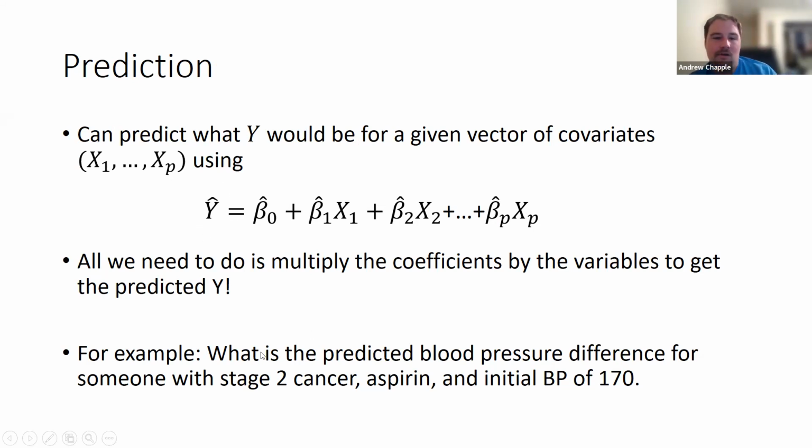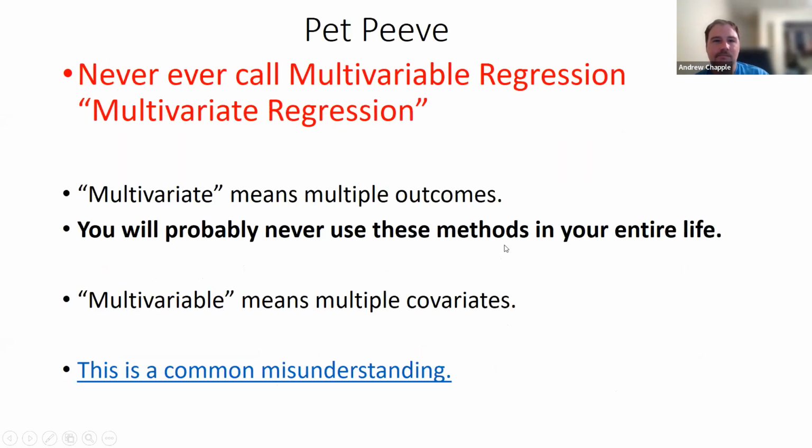So for example, what is the predicted blood pressure difference for someone with stage 2 cancer, aspirin, and initial blood pressure of 170? I just plug in their covariates, multiply them all up, add them together, and get the answer. A pet peeve for me: never call a multivariable regression multivariate regression. Multivariate means multiple outcomes, so more than one Y, not just weight. Maybe you're predicting weight and blood pressure.